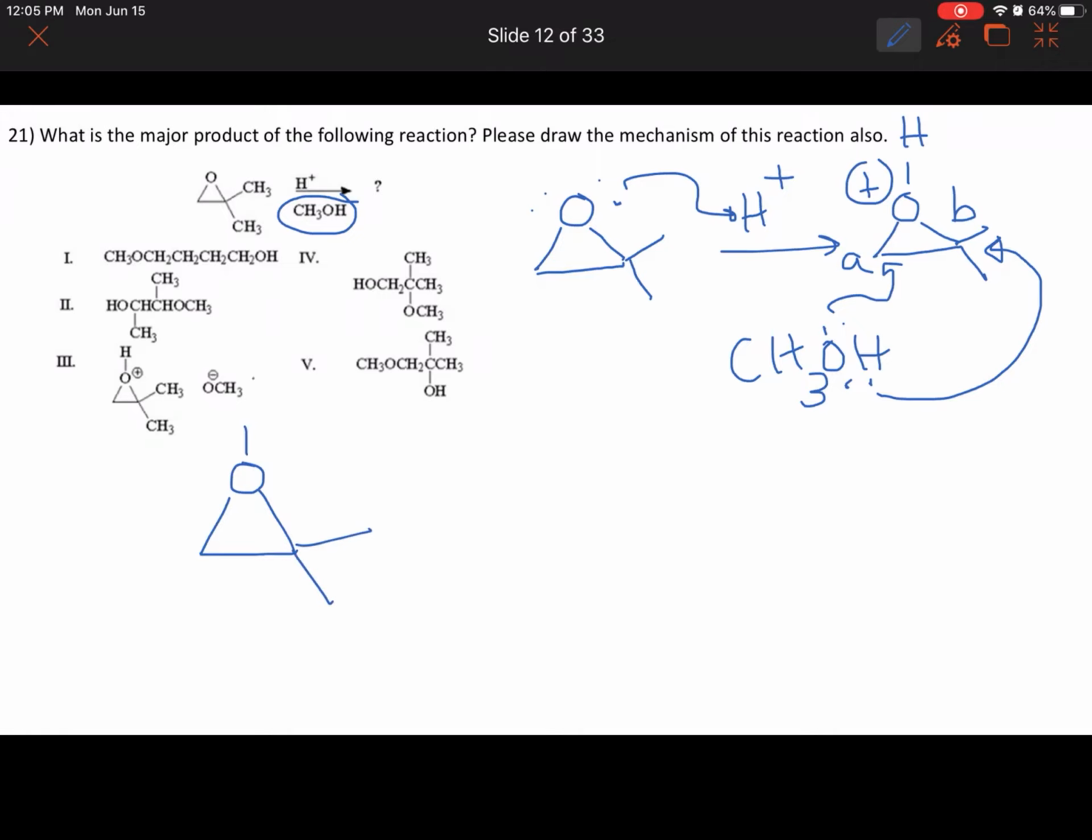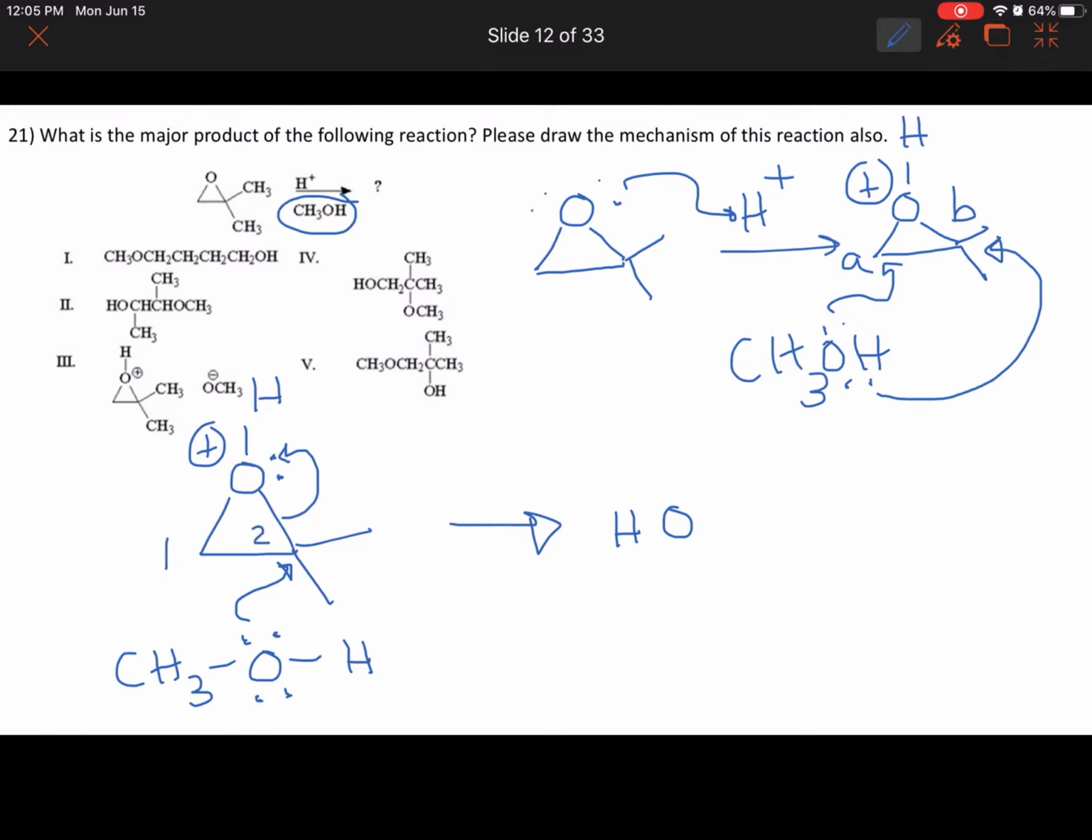So this is going to be your protonated epoxide. Now it has only one lone pair. The incoming methanol molecule will go to the carbon B, because once the oxygen carbon bond breaks, you have a tertiary carbocation there. That's the carbon number 2.